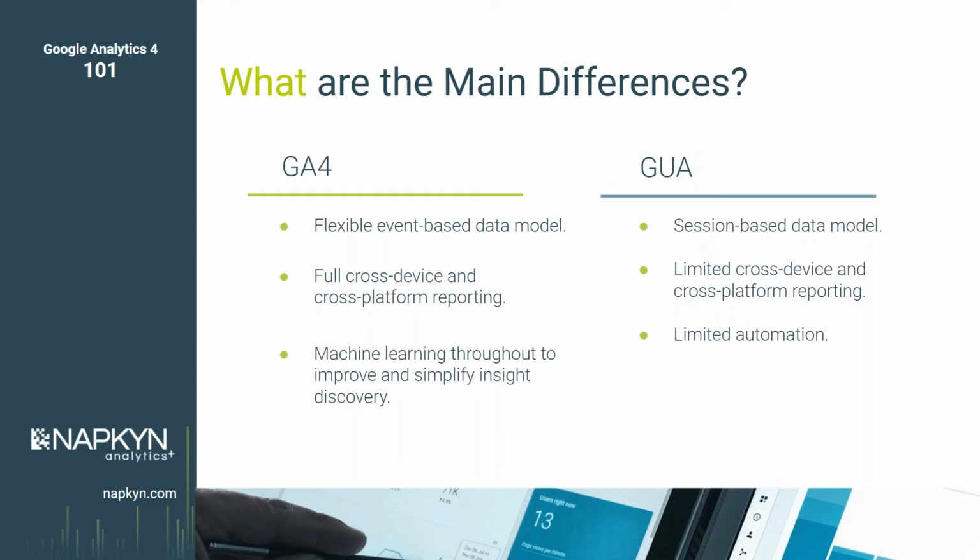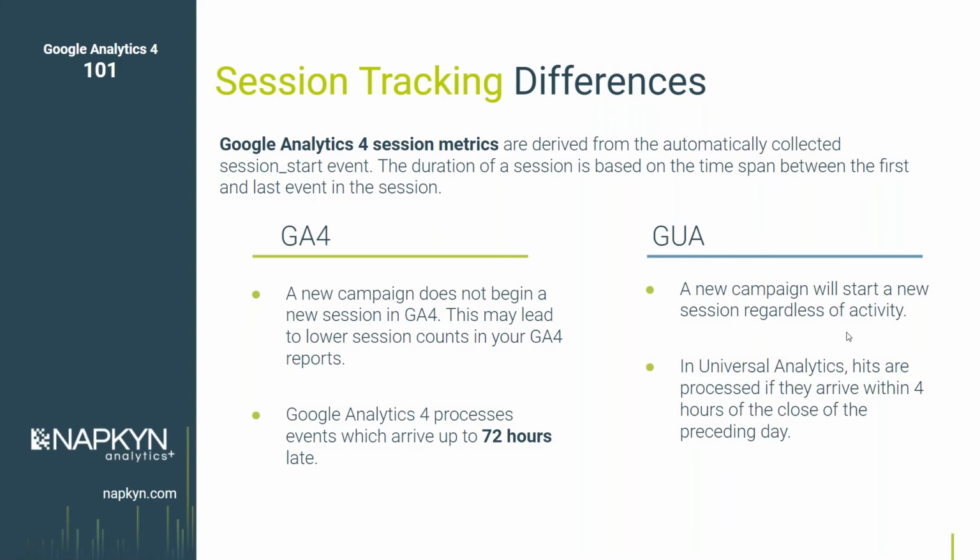Basically, GUA was very much focused on page views and sessions, and it has limited cross-device or cross-platform reporting and even more limited automation. GA4, on the other hand, identifies users in a totally different way, and it has a lot of machine learning, artificial intelligence, and modeling built into its core.